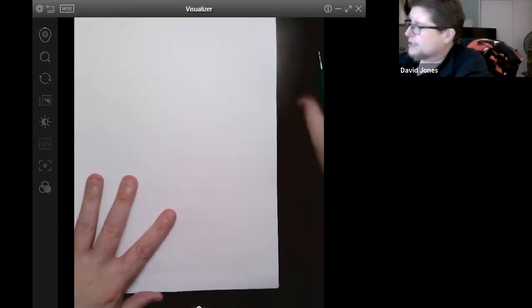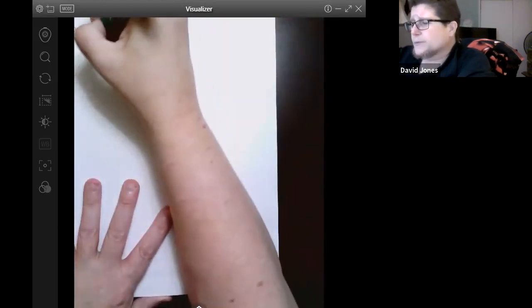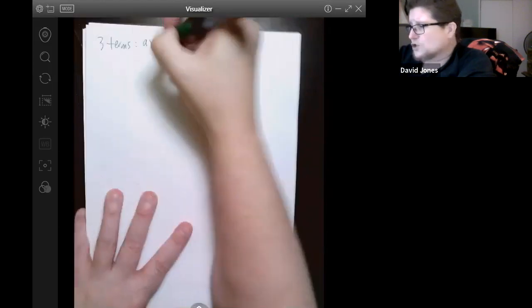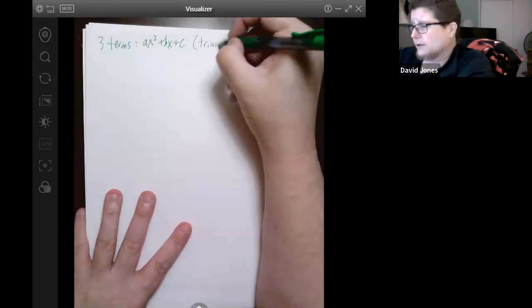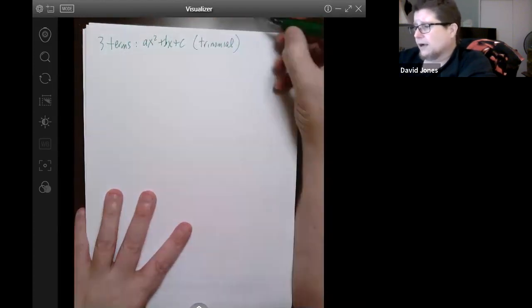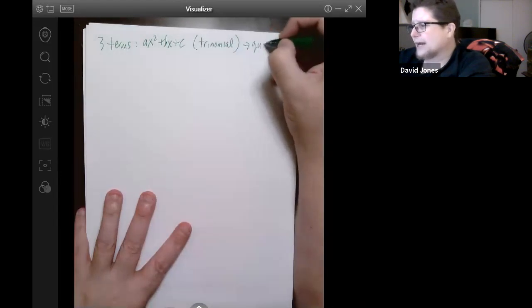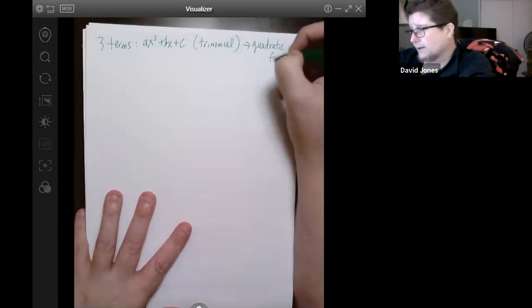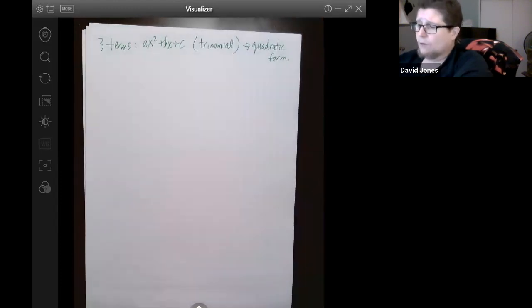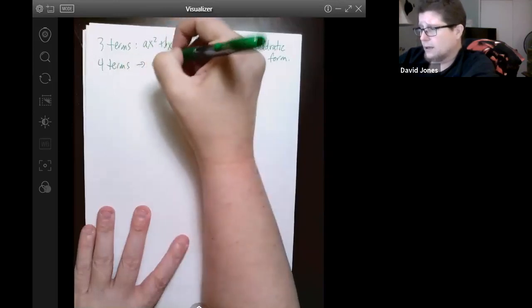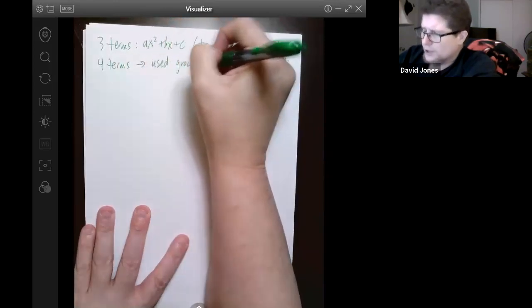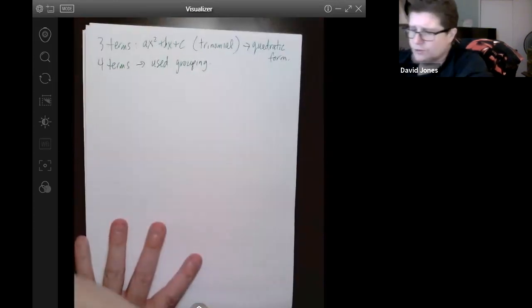So we looked at three terms. We had ax squared plus bx plus c. This is a trinomial, and it's said to be in quadratic form. When we set it equal to 0, it's a quadratic equation. So this is quadratic in form. We did 4-term grouping. 4 terms, we used grouping. 3 terms, we did the table. What about 2 terms?